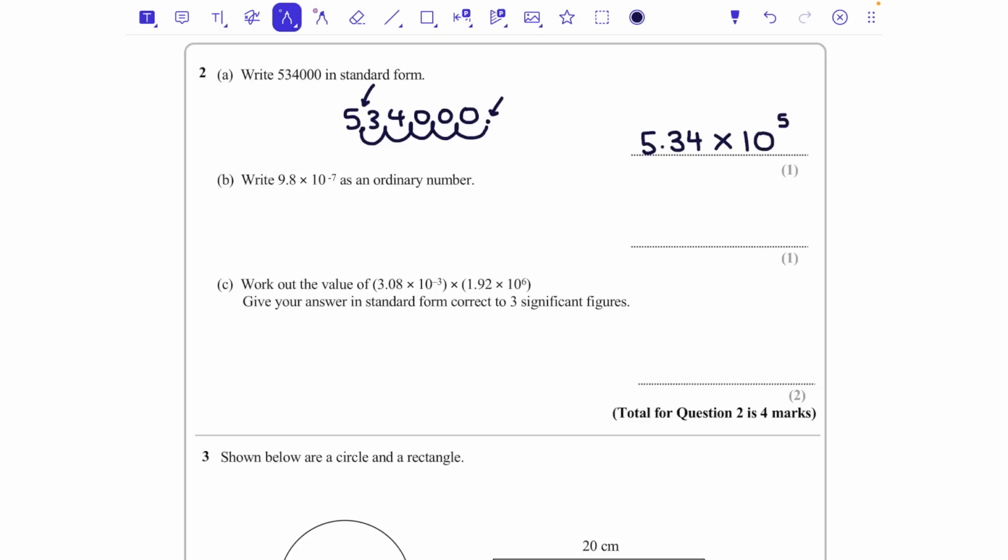For part B, write 9.8 times 10 to the power of minus 7 as an ordinary number. With that negative power, that means we are dividing by 10, dividing by 10, dividing by 10, 7 times. So 5, 6, 7. The decimal point is going to be here.